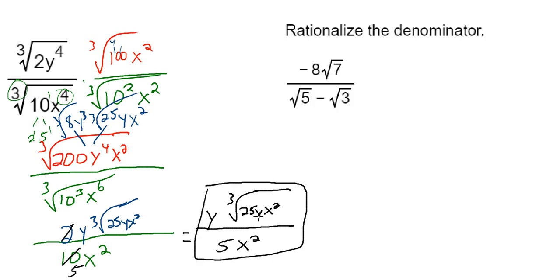And that's as much as we can reduce it, because again, you cannot cancel out things inside the square root with things outside the square root. Right? So that is how that one works.